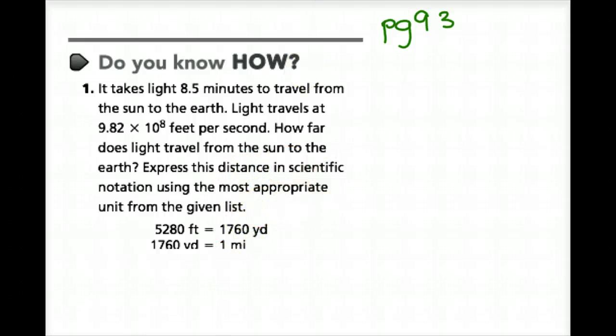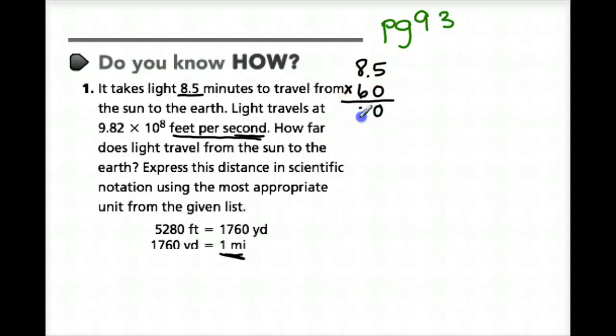So the most appropriate unit, obviously right off the bat, is going to be miles. However, of course, they give us how fast the light travels in feet per second. So we're going to have to do a whole bunch of conversions. First of all, we want to know how many seconds, because we're in feet per second, how many seconds are in 8.5 minutes. So we're going to multiply 8.5 by 60, because there's 60 seconds in 1 minute.